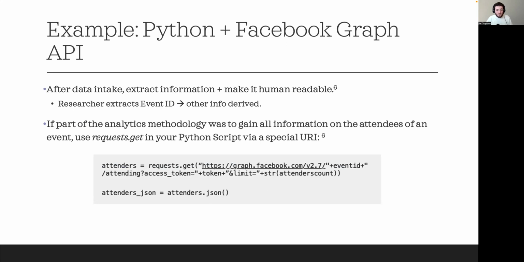So further expanding on the example from the last slide, you can extract information and make it human readable here. This researcher extracts the event ID first, and then from that unique ID, you can get a bunch of relevant fields such as attending count and can other guests invite. If part of the analytics methodology was to gain all information on the attendees of an event, use the request get in your Python script via the special URI. So you can see it's pinging the Graph API, getting the event ID, and then getting a JSON file of all attendees.